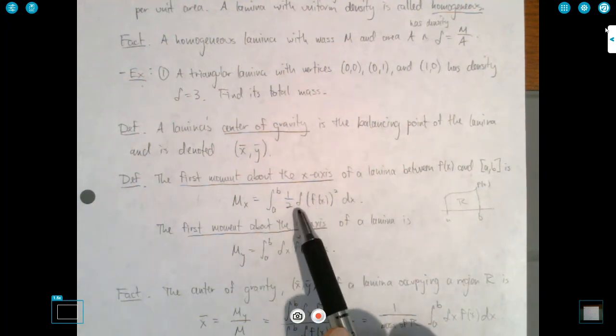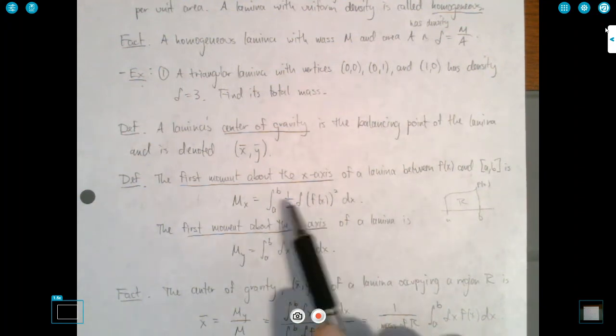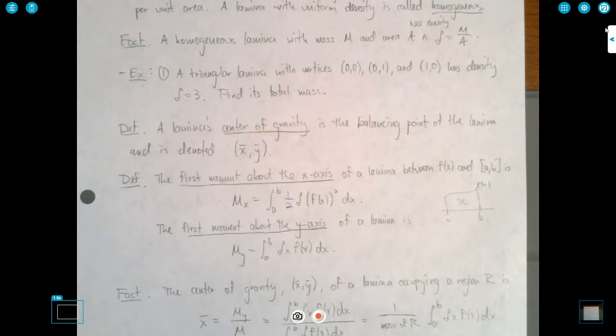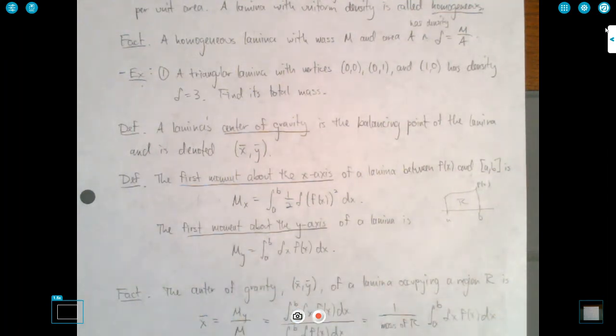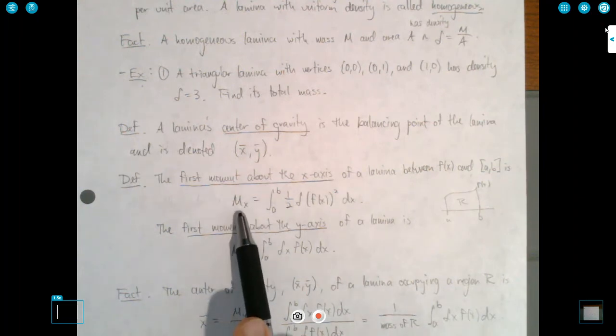So that's why it's inside of the integral there and maybe not outside the integral. But in a second you'll see how we fix that up when we're allowed to, when we start assuming that the lamina is homogeneous. Then we can take the delta out and we can kind of cancel it and stuff. But anyway, so this is the moment about the x-axis.